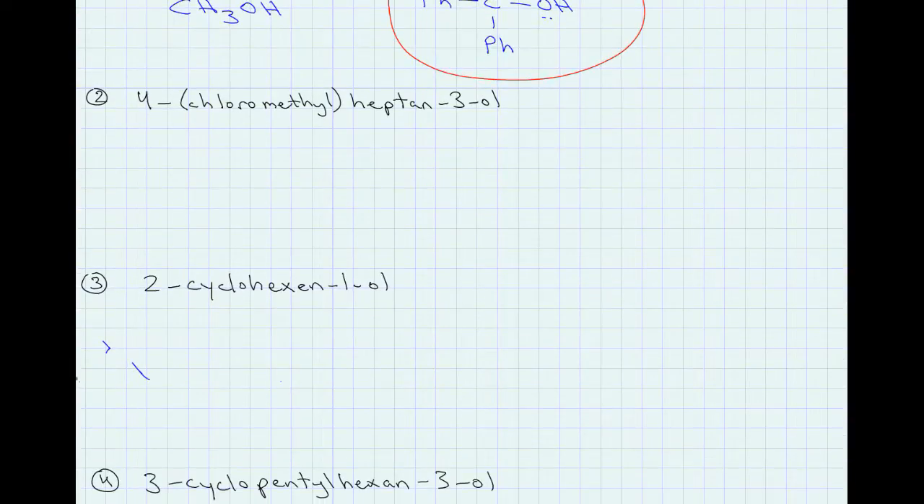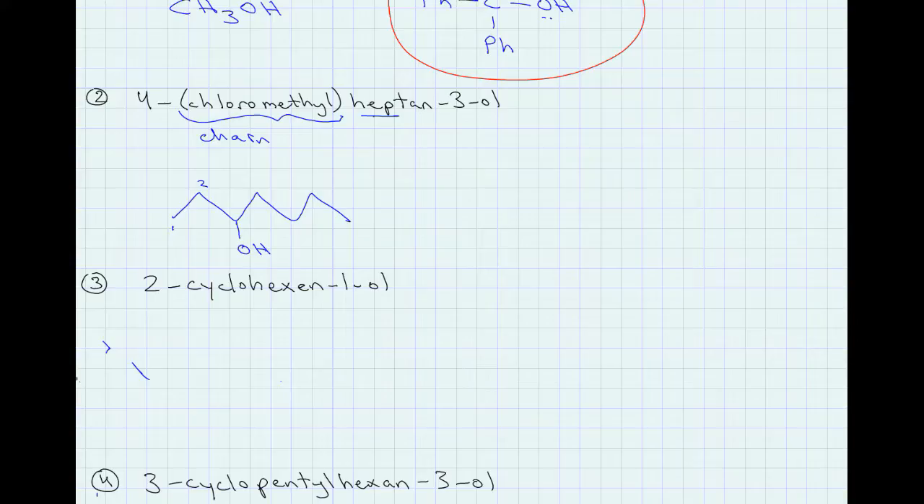So if we look down here, the next one is 4-chloromethyl heptan-3-ol. When we see something in brackets, we know that this is going to be branched. So this is a chain that's branched off of our main skeleton, which is heptan-3-ol. Heptan means it's going to have 7 carbons. So we're going to draw 7 carbons: 1, 2, 3, 4, 5, 6, 7. If this is carbon 1, then 1, 2, 3. On our third carbon, we'll put our hydroxyl group here.